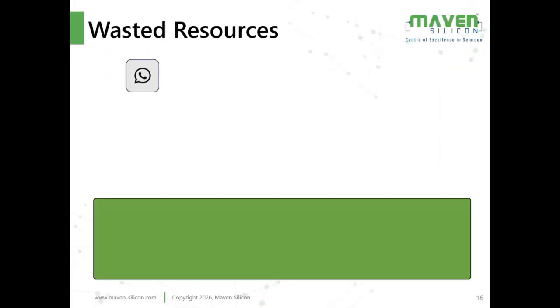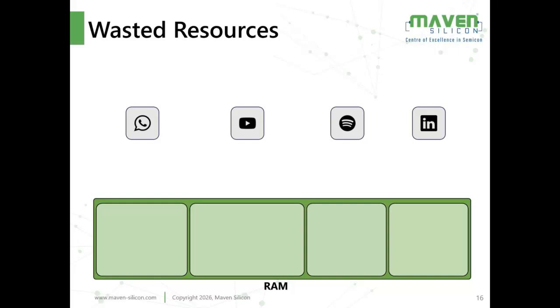Wasted resources. Another inefficiency occurs when programs load duplicate copies of the same libraries. Many applications rely on common system libraries.